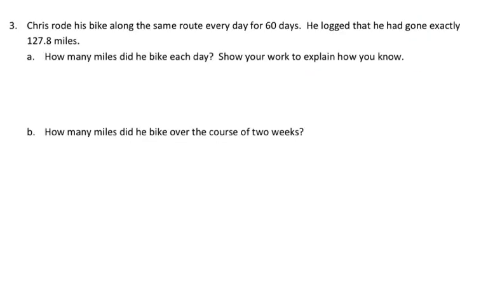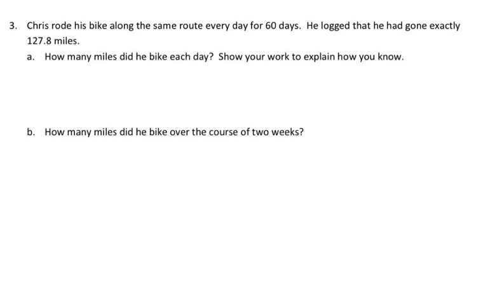So I'm going to move on to the word problem. And the word problem is question 3. And that reads, Chris rode his bike along the same route every day for 60 days. He logged that he has gone exactly 127.8 miles. Part A reads, how many miles did he bike each day? Show your work and explain how you know. And B says, how many miles did he bike over the course of 2 weeks? So just working on part A for right now. It says, how many miles did he bike each day?